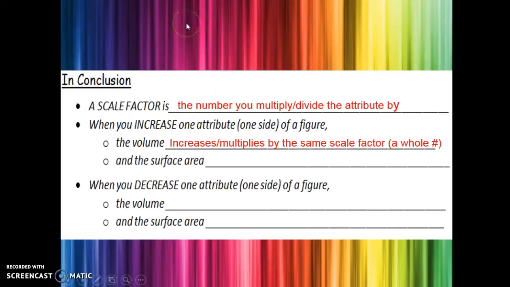If you remember on our last slide, when we multiplied something by 2, our volume just multiplied by 2. And the surface area, if you'll remember, it increased, but it didn't increase by a certain amount. Now when we decrease the attributes, the volume decreases or multiplies by the same scale factor. It multiplies by a fraction. So, once again, just like our common ratio in sequences, we're not actually dividing, but instead we're multiplying by a fraction. And it will always be a fraction if it's getting smaller.